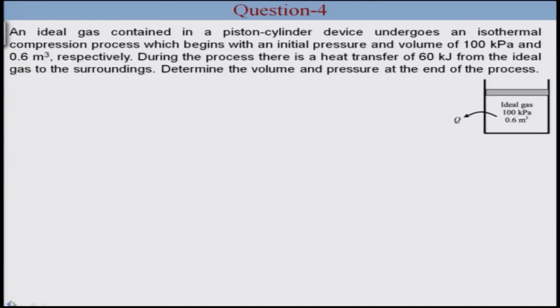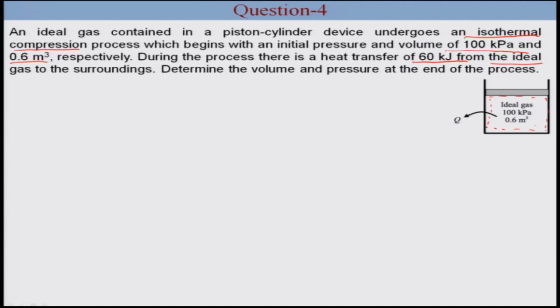An ideal gas contained in a piston cylinder device undergoes an isothermal compression process which begins with an initial pressure and volume of 100 kilopascal and 0.6 meter cube respectively. During the process there is a heat transfer of 60 kilojoule from the ideal gas to the surroundings. Determine the volume and pressure at the end of the process. So here is the air compressed in this piston cylinder device. So this is the boundary of our system.